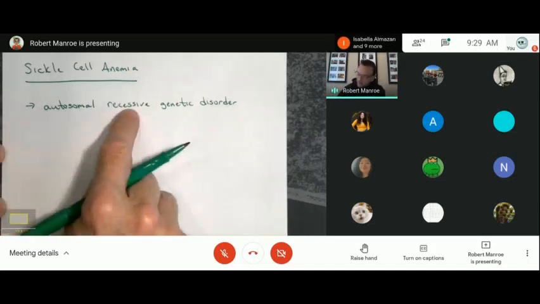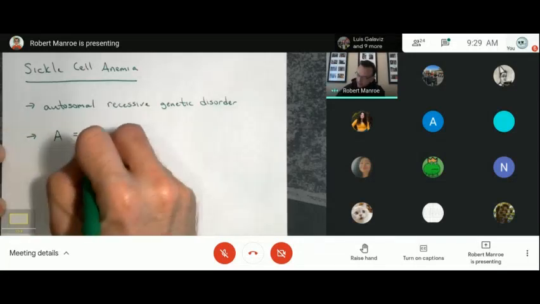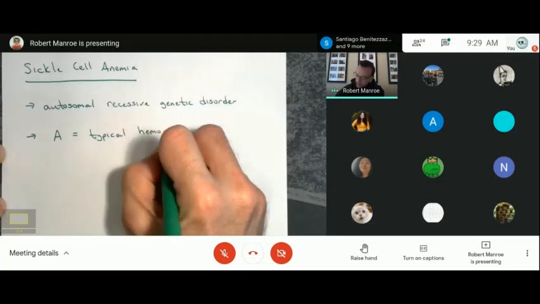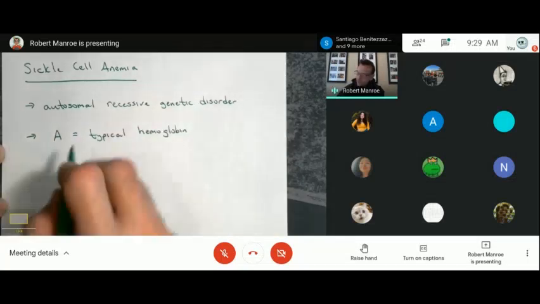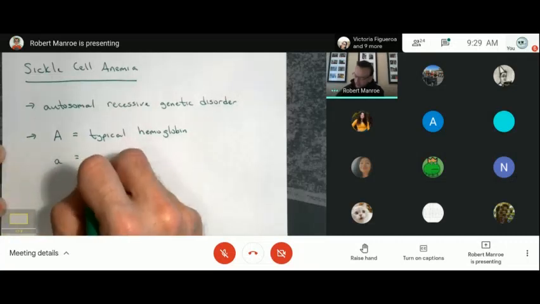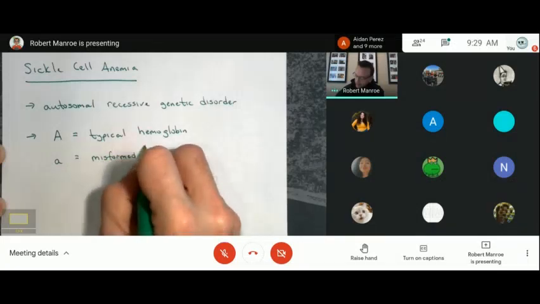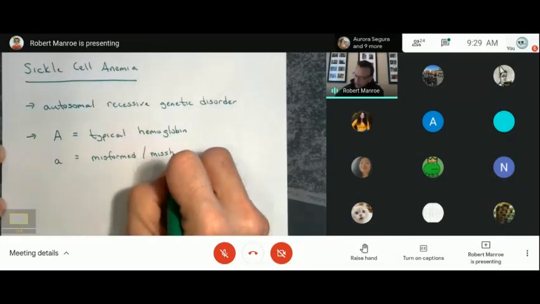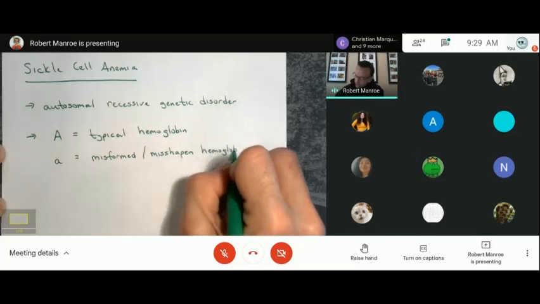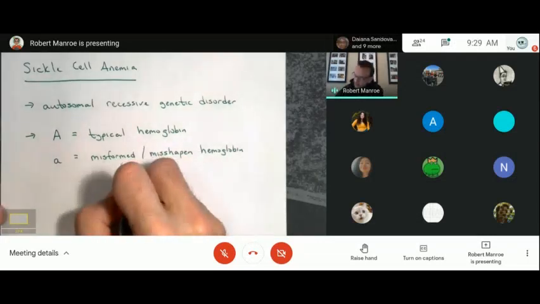Okay, so since it's recessive, big A is for typical hemoglobin, and we'll talk about hemoglobin in just one second, and little a is a misformed or misshapen hemoglobin. In fact, what the hemoglobin forms is it is linear.